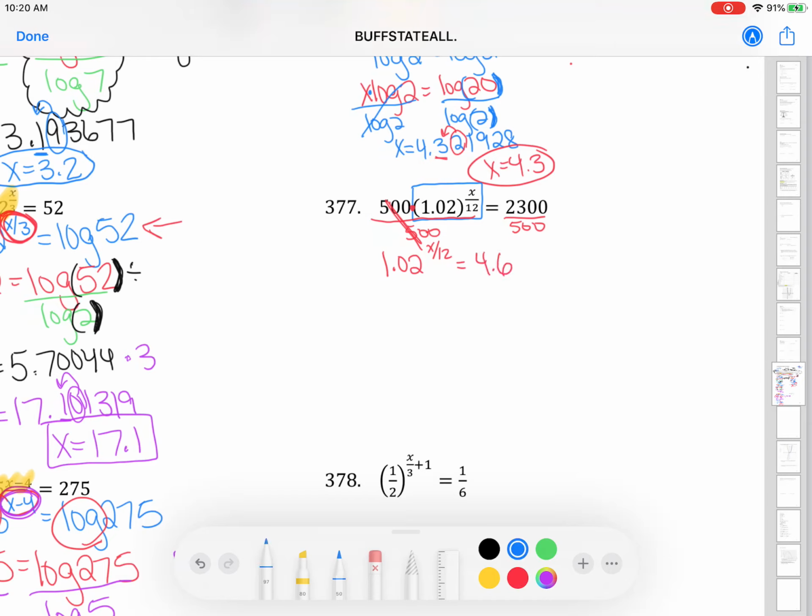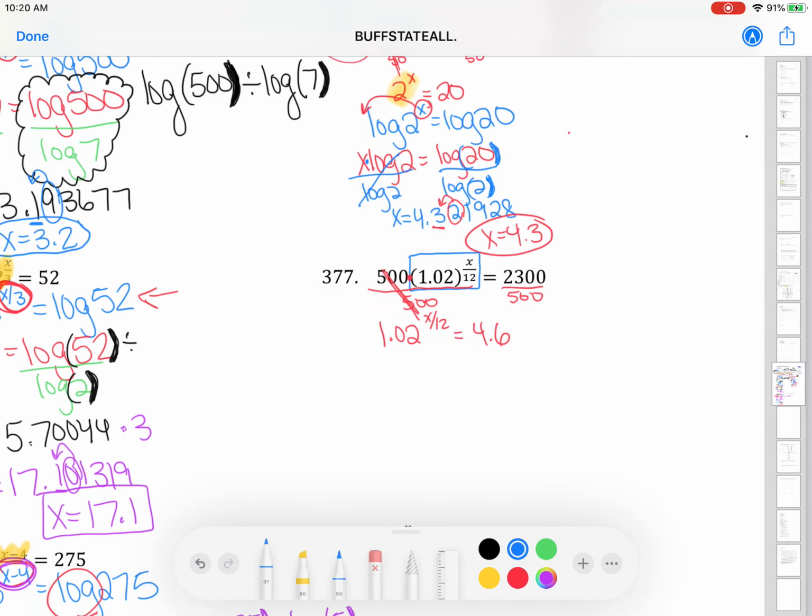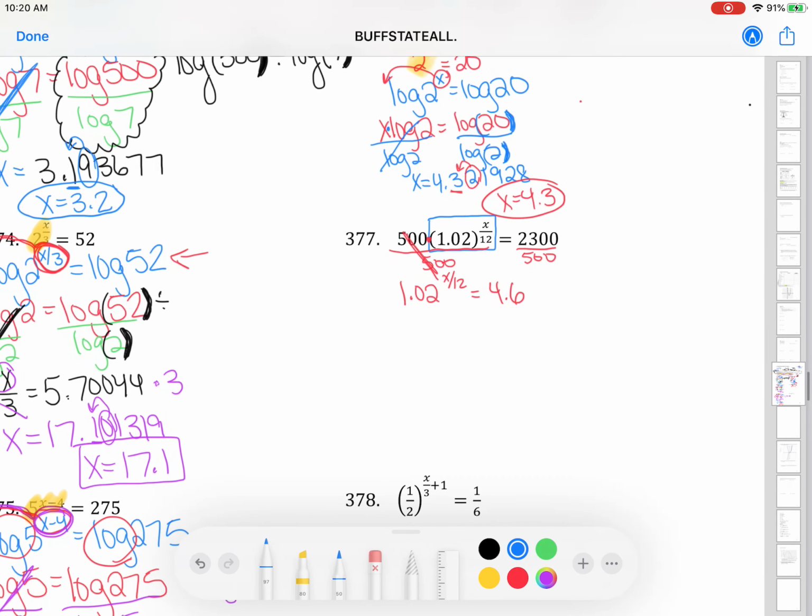And 2300 divided by 500 is 4.6, a nice decimal. Remember, if that is a long decimal, you have to write out the whole thing. You never, ever, ever round until your final step. You'll see that again in the next example.